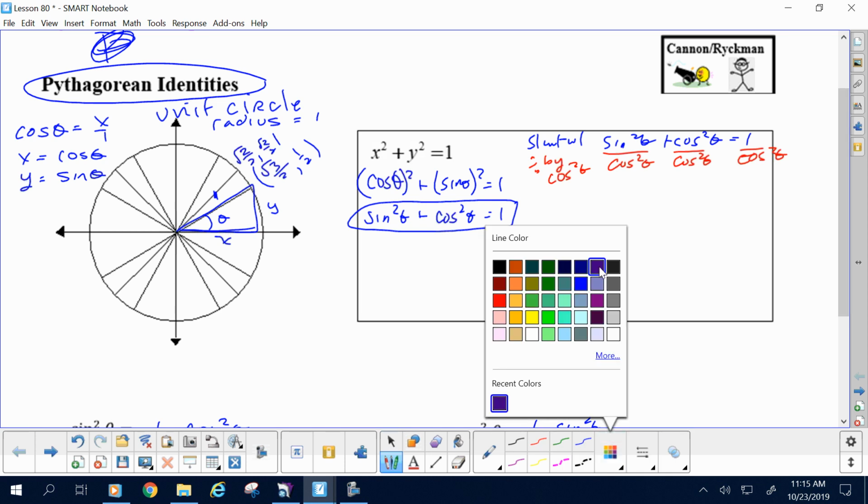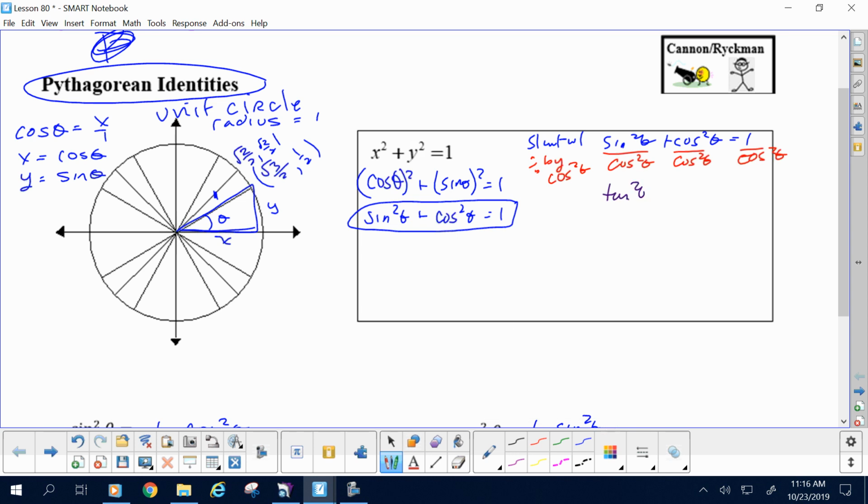Sine squared over cosine squared is tangent squared. Cosine squared divided by cosine squared is 1. And what's 1 over cosine squared? Secant squared. That is the second big identity. Tangent squared plus 1 is secant squared. It's just a form of this one where we throw in a dividing by cosine squared to get some tangent.